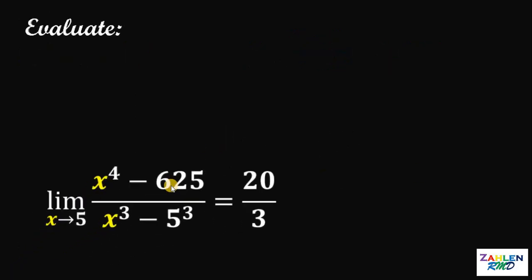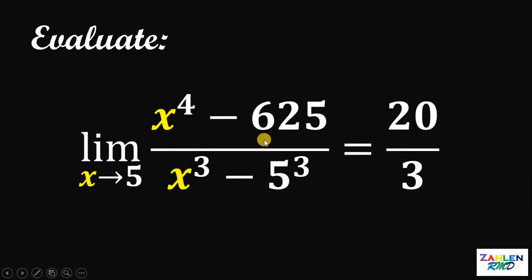Therefore, we can say that the limit of x raised to the fourth power minus 625 all over x cubed minus 5 cubed as x approaches 5 must be 20/3. And as always, we are done.